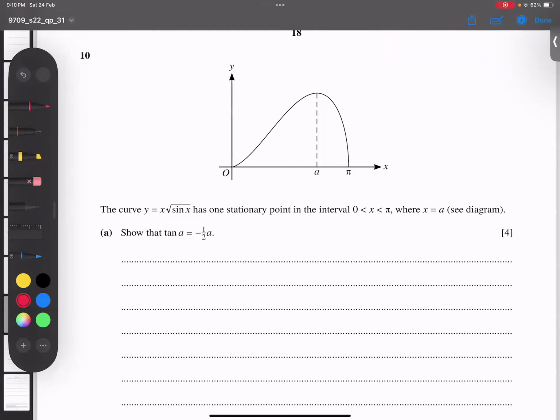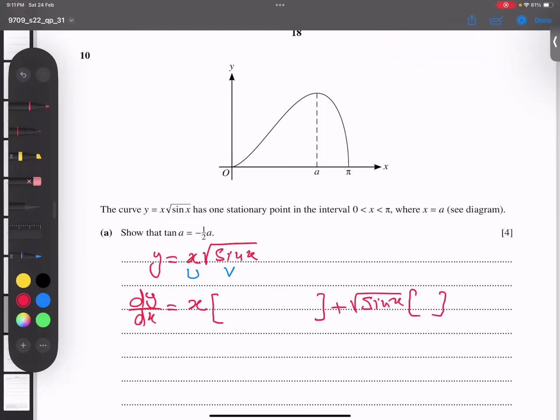So first of all, y is equal to x root of sine x. So we will apply the product rule. Product rule says one by one, so u and v. First of all, u copy and v derivative, plus v copy into u derivative. So this copy here and this derivative here, and then reverse.